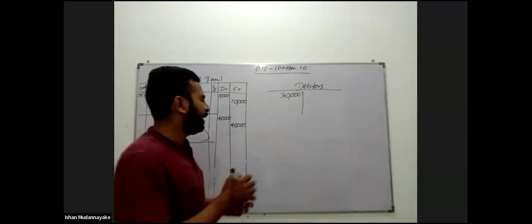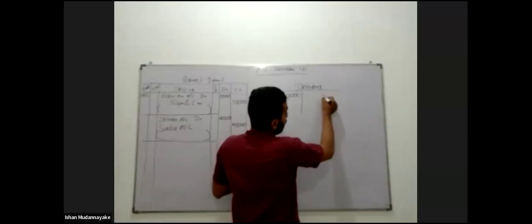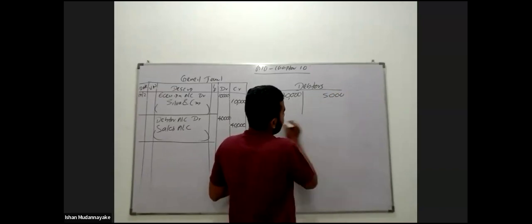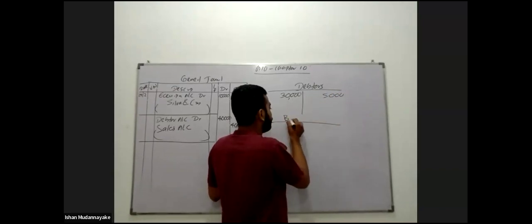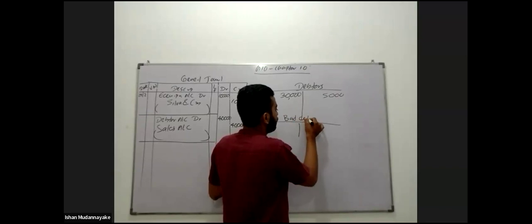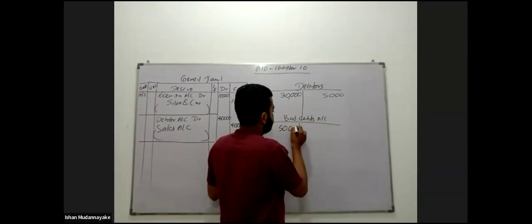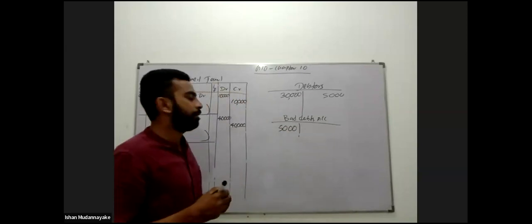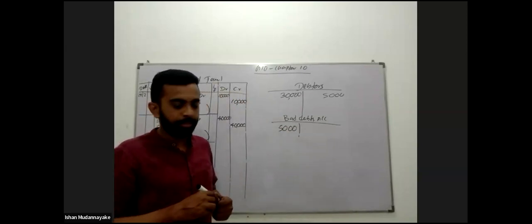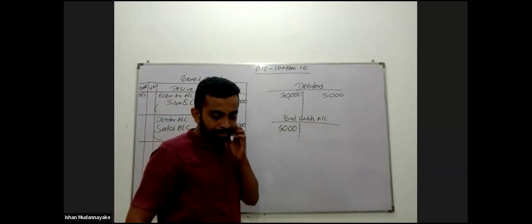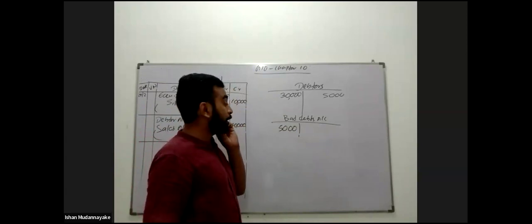Tell me how to answer the double entry. Debtors account credit 5,000. Bad debts account debit 5,000. Debtor credit, bad debts account debit. Sorry, debtor account credit, bad debts account debit.